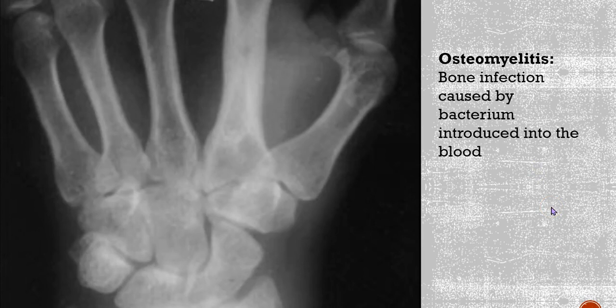Osteomyelitis. This is actually a bone infection caused by a bacteria that has been introduced into the bloodstream. And you can see this second metacarpal here, it just looks different, right? It looks kind of more dense, it's more white. This bone actually has an infection, and that is called osteomyelitis. So we actually do x-rays fairly often to look for osteomyelitis, again, which is a bone infection caused by a bacteria.